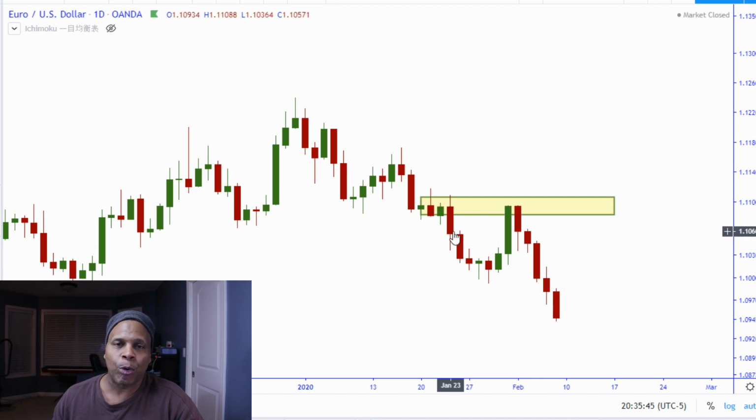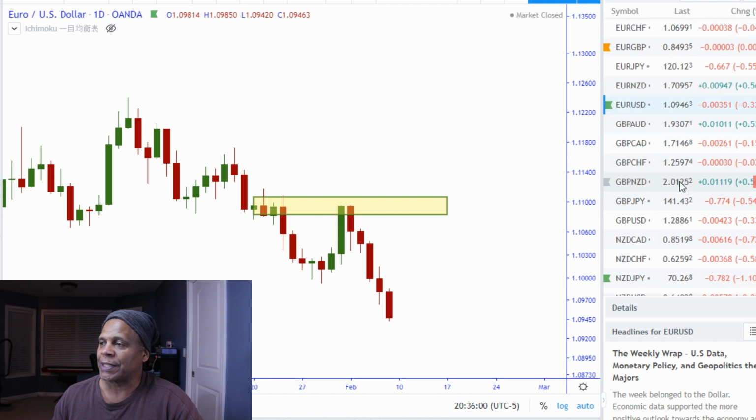So maybe it won't be a pullback, but it'll be a bounce off of a level, like bouncing on a support level where the market's flat or sideways, where it's not trending. And in these trending markets, you have nice levels where you can watch the market pull back to and get into a good trade. Euro USD.